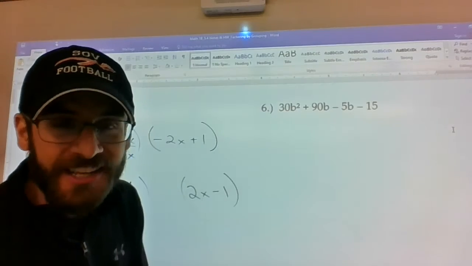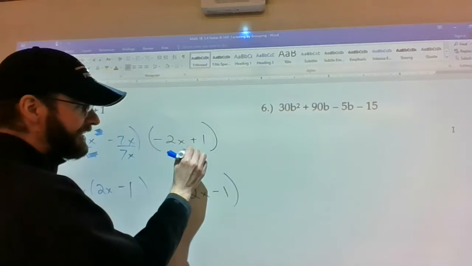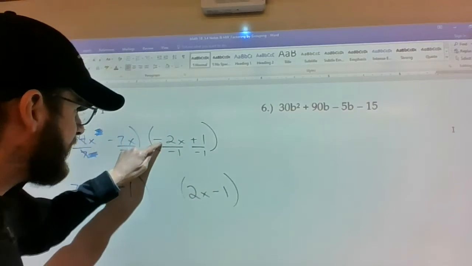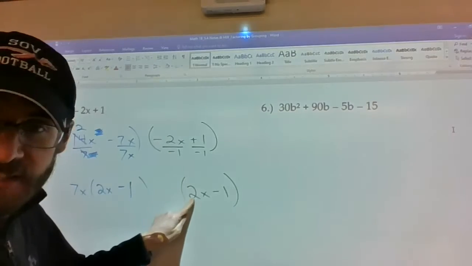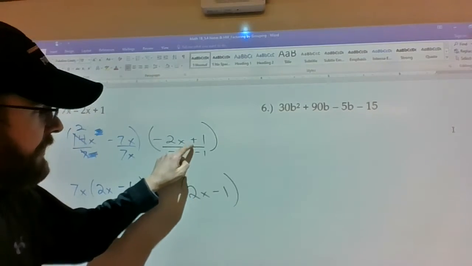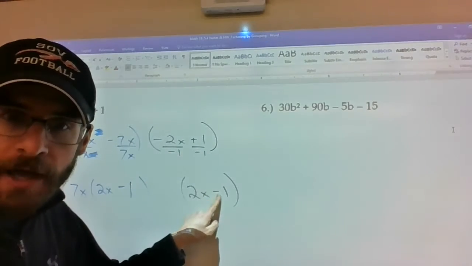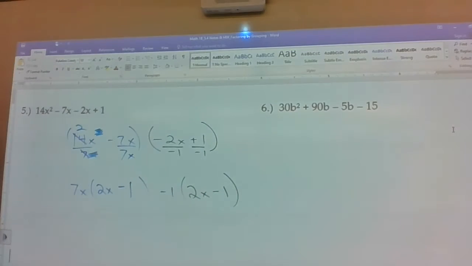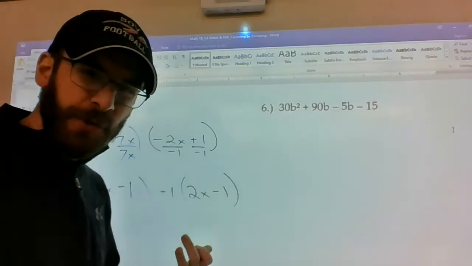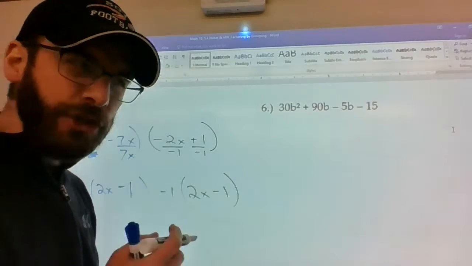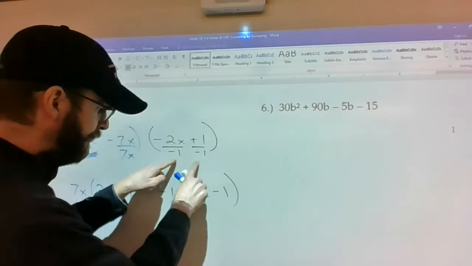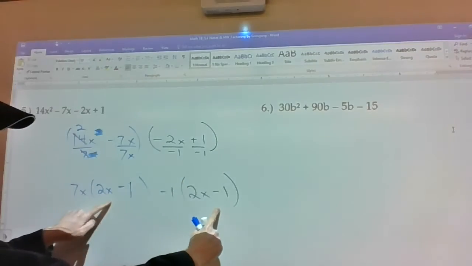Hopefully you noticed that it should be negative 1. If I divide by negative 1 here and negative 1 here, a negative divided by a negative is a positive 2x. A positive divided by a negative is negative 1, so the GCF is going to be that minus 1. So that's the new thing: sometimes you have to divide out something that you normally wouldn't take as a greatest common factor. You divided out a negative 1 so that the identical twin showed up right here.